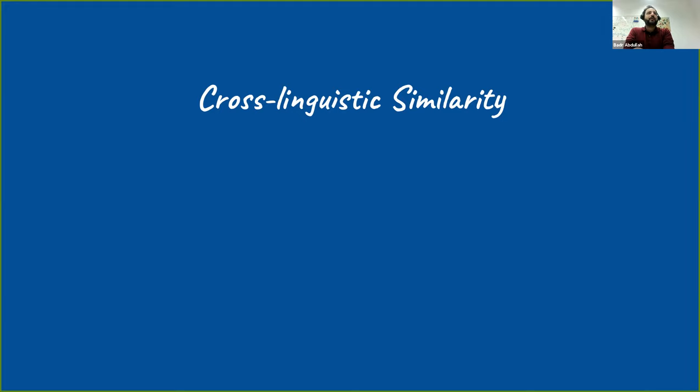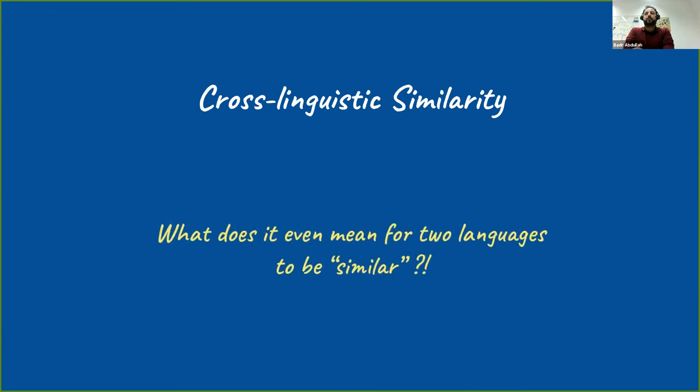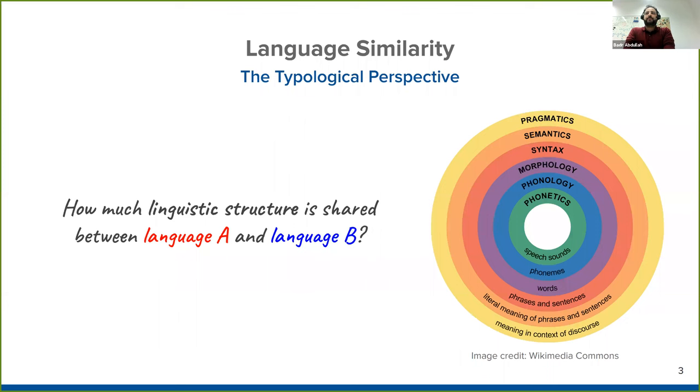That's because we have different perspectives where we can answer the question, what does it mean for two languages to be similar? The first perspective is the typological perspective, which is mainly concerned with language structure. So the question becomes how much linguistic structure is shared between language A and language B across different levels of the linguistic hierarchy.